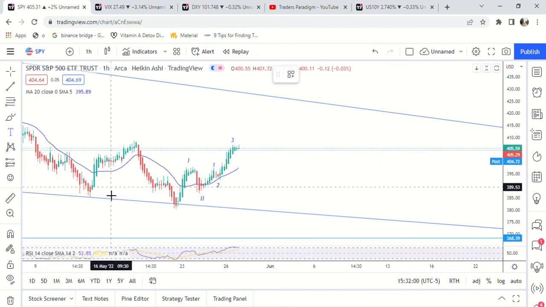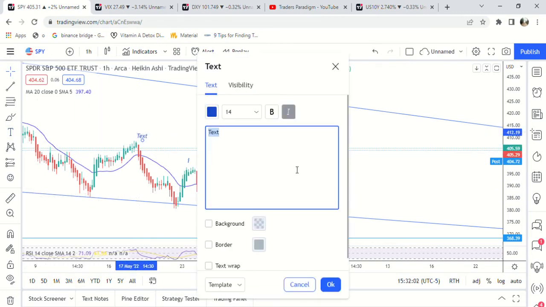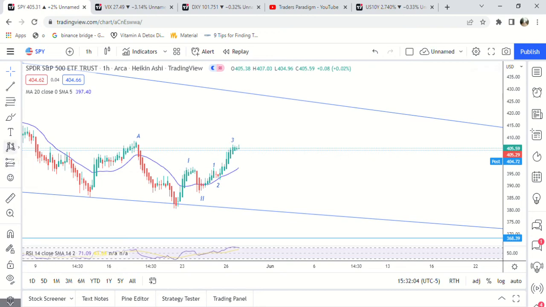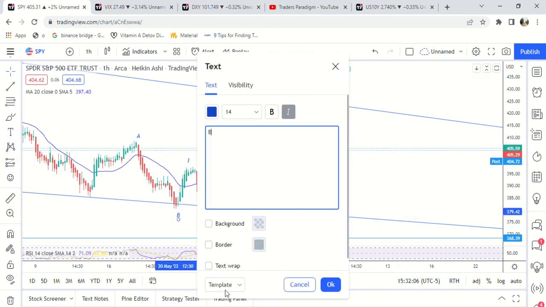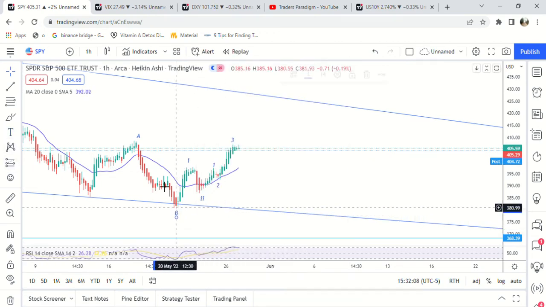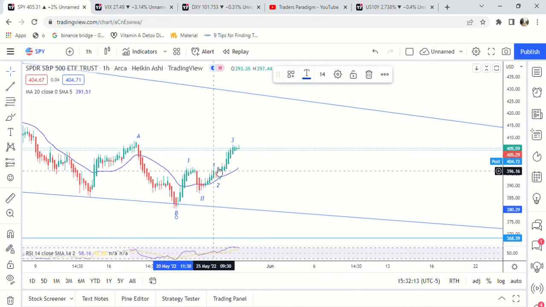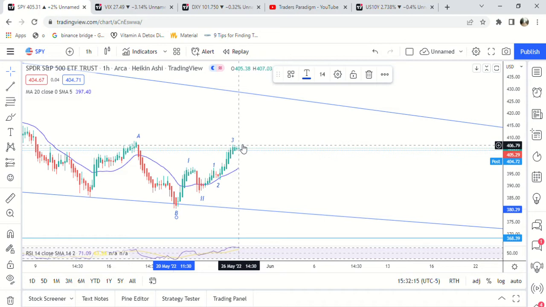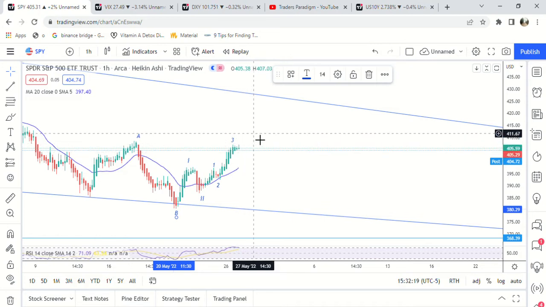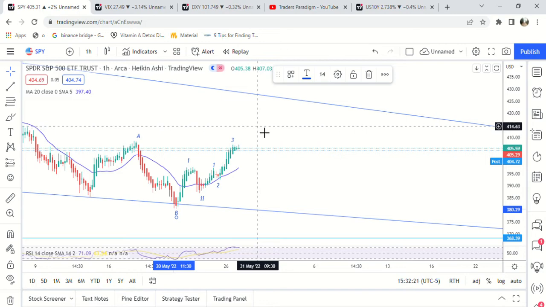So it looks like it ended right here, and then we had an A wave right here, and then we had a B wave right here. And B waves can go past an A wave. And then we have 1, 2, 1, 2, 3. And then it looks like we're going to do a fourth wave maybe, and then a fifth wave I'm expecting to go up to like 414, maybe 415 or so.